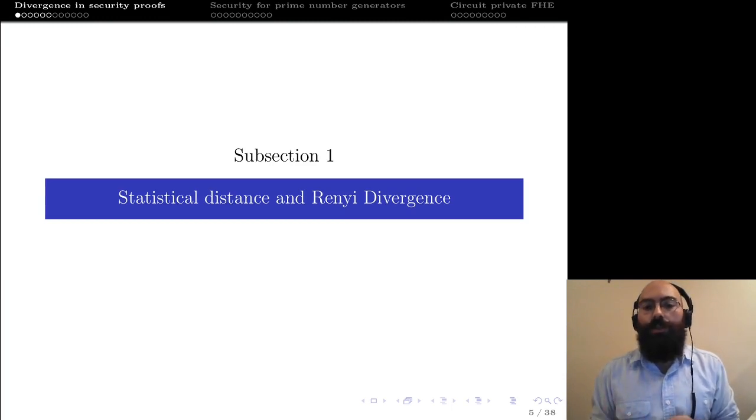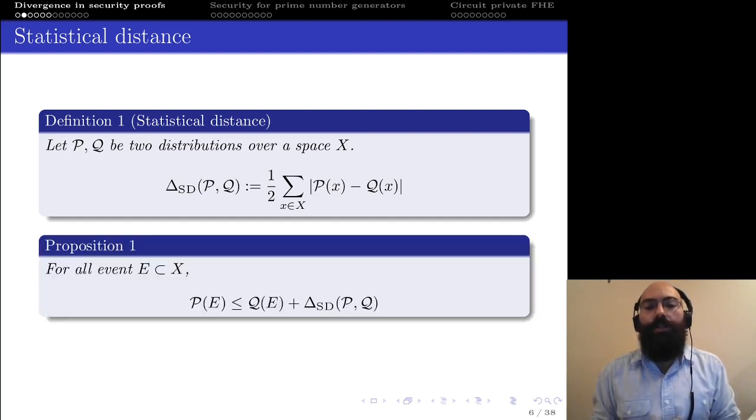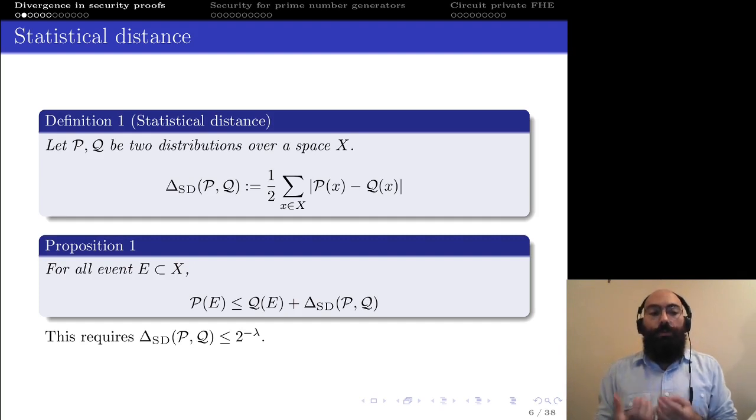Usually when you do a security proof, the first tool that you can use is the statistical distance. This is the definition, and the nice property that it has is an additive inequality, meaning that if Q of E is low enough and the statistical distance is low enough, then P of E will be low. But since you want P of E to be lower than 2 to the minus lambda, this typically requires that the statistical distance is also lower than 2 to the minus lambda. This can lead to some aggressive choices of parameters for your cryptographic schemes. This is why instead we use Renyi divergence.